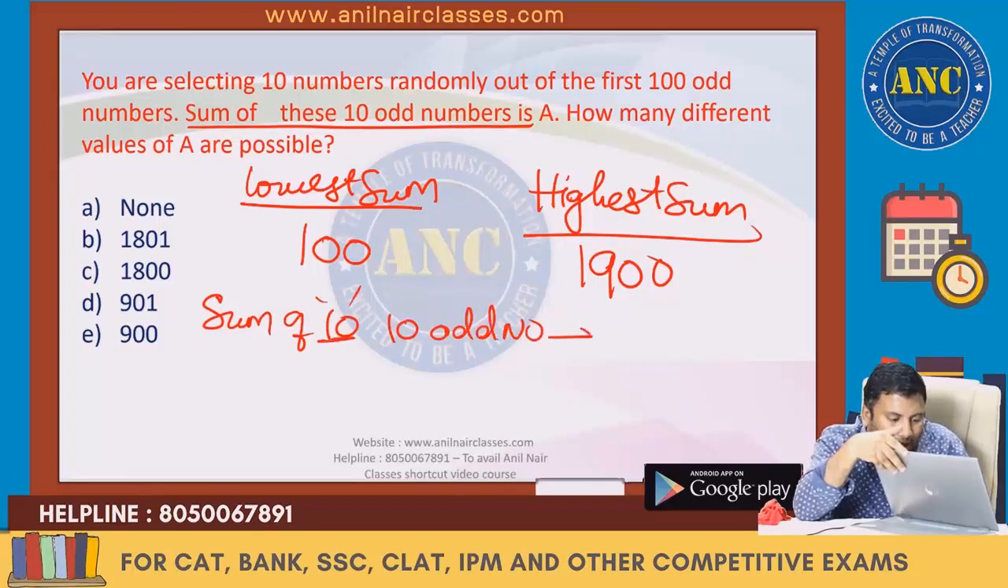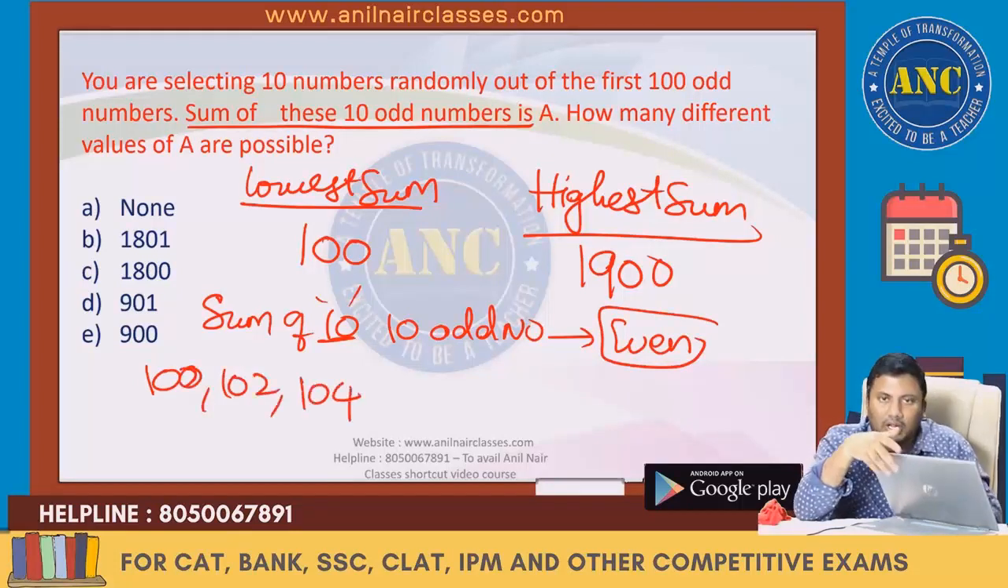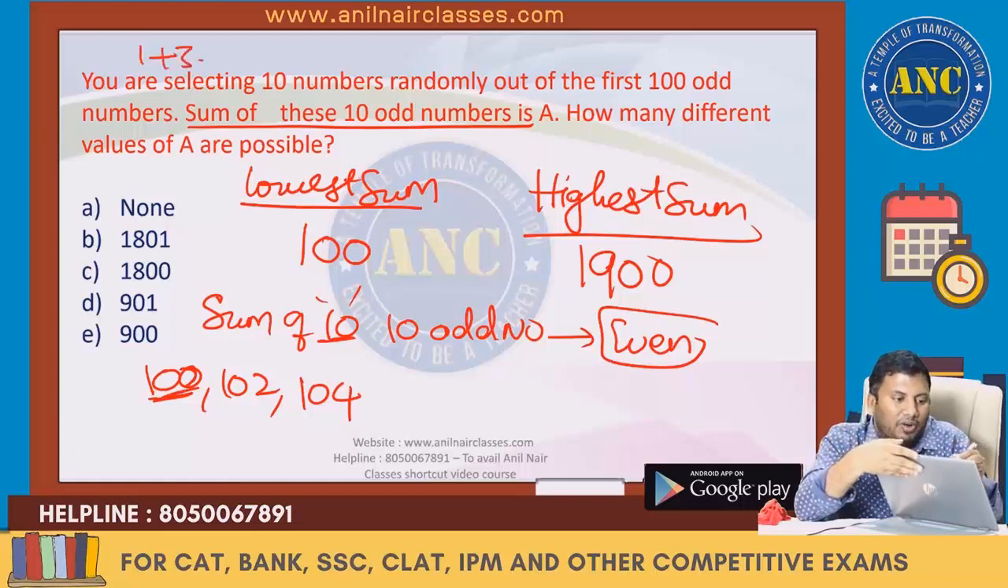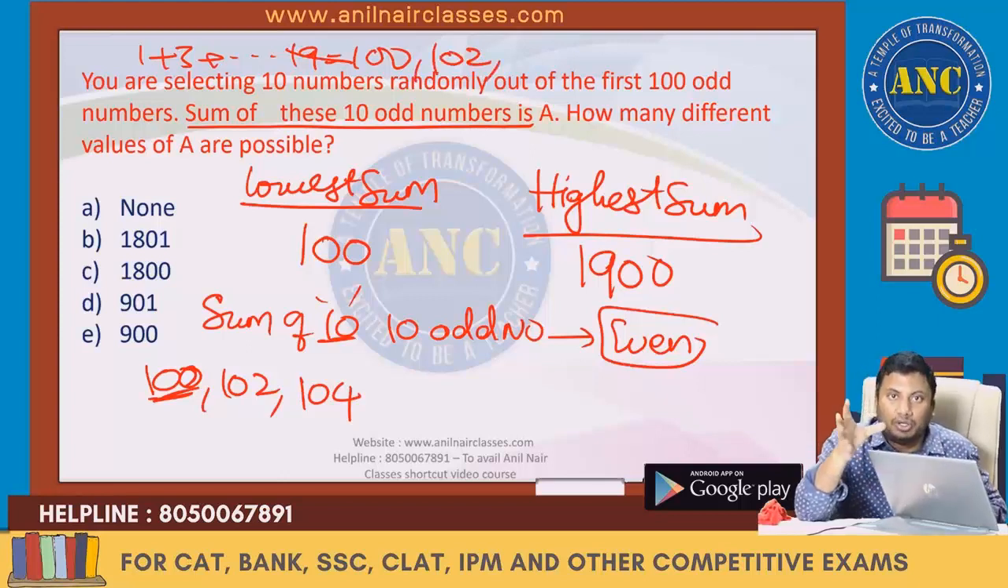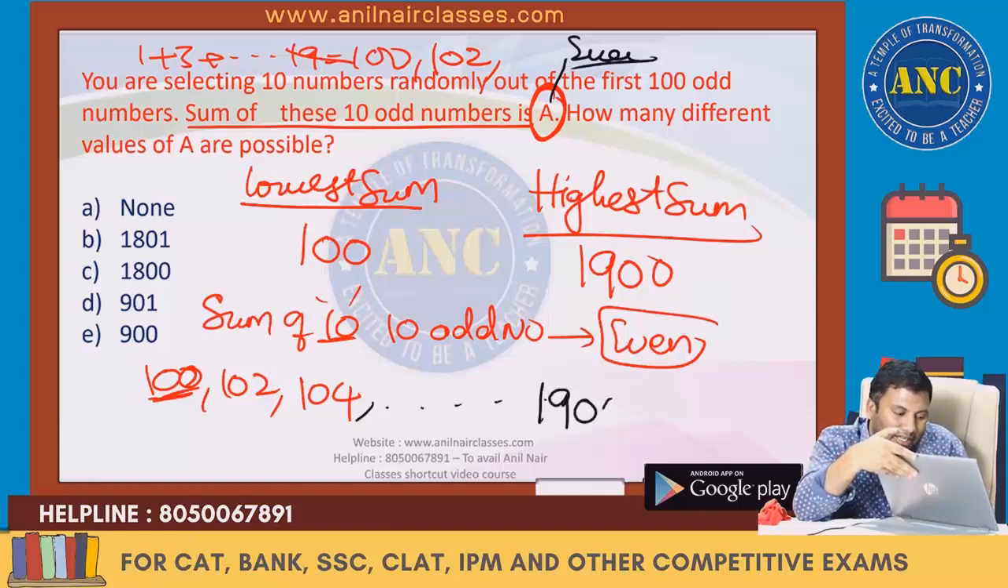The sum of 10 odd numbers is always even. So in all the cases we will get 100, 102, 104, all even numbers. I am talking about the sum A, not the numbers. For example, 1 plus 3 plus 5 up to 19 is 100. If 19 is replaced by 21, it is 102. A is an even number. It will always take an even value: 100, 102, 104, and so on up to 1900.